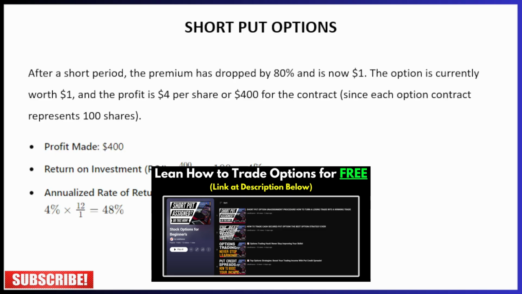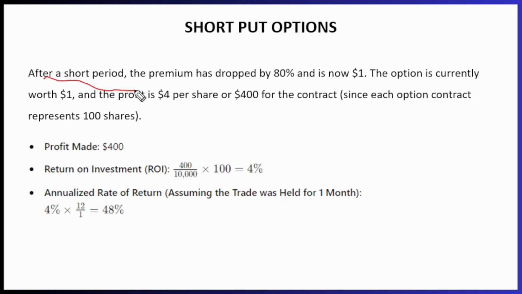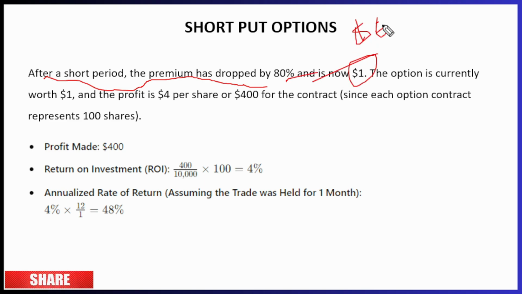So let's say, for example, after a short period of time, the premium has dropped 80% and now it's worth $1. So basically it went from $5, time decay worked for us, and it's worth $1. Now what we can do is close the trade because we already captured $400. In other words, 80%. So our profit right now is $400 because we need to multiply the 4 that we made out of 5 times 100.